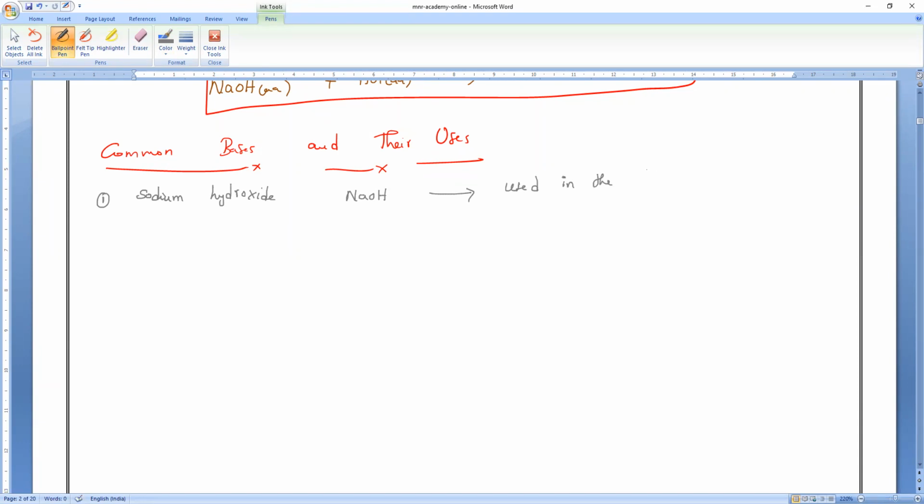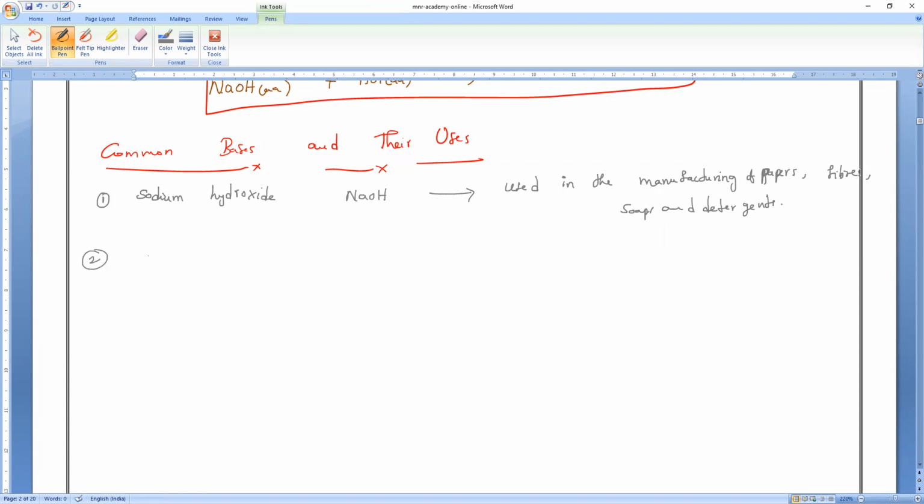So write it, everybody. Sodium hydroxide, we can use it in the manufacturing of papers. Next, manufacturing of fibers, soaps and detergents. So these are the applications of sodium hydroxide.